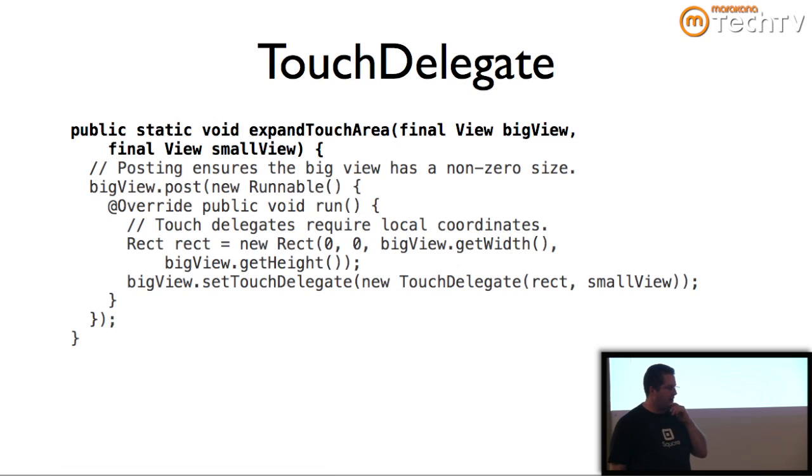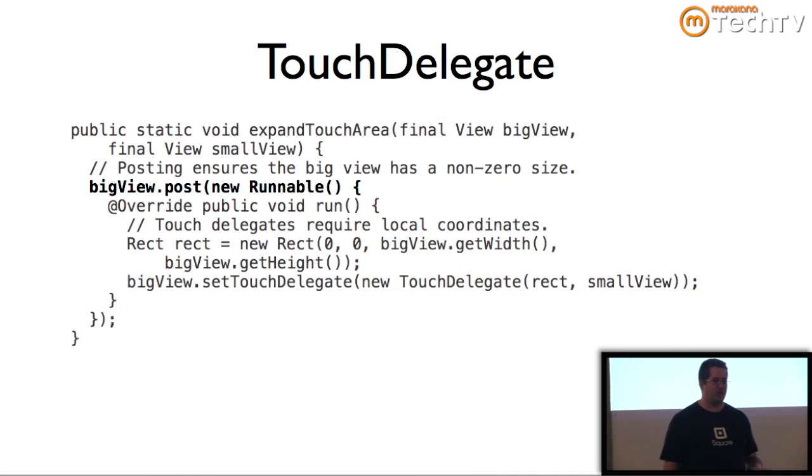So all we did is we have this helper class called Views, and we have a static method called expandTouchArea. It takes two arguments: the big view and the small view. That's another thing. When I was working with a TouchDelegate directly, it was always confusing to me which of the two is the delegate. Is it the small one or the big one? So I just made this static method, and I called them bigView and littleView. It makes it really obvious when you call it.